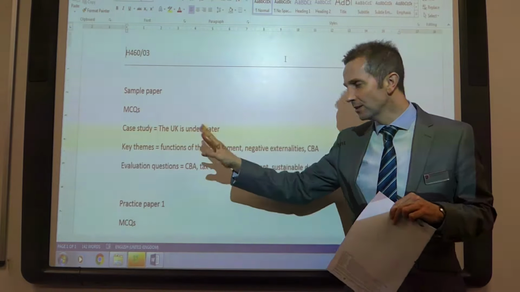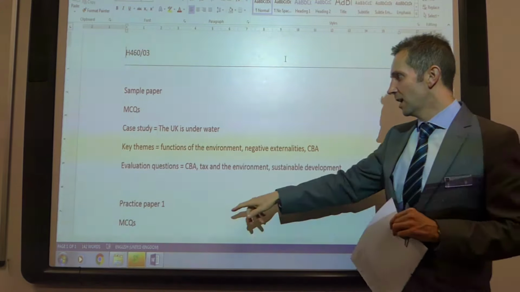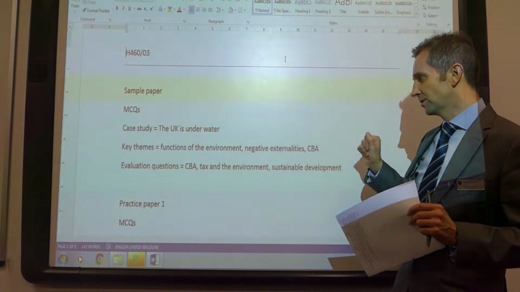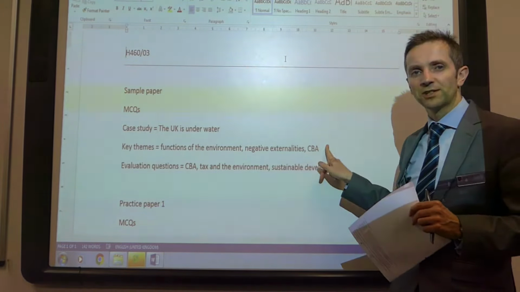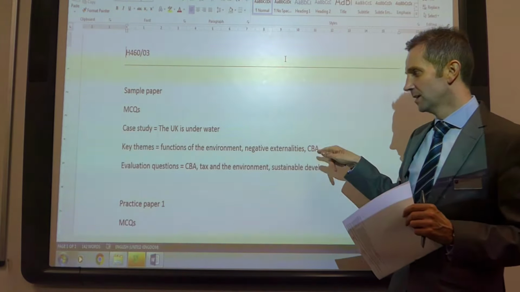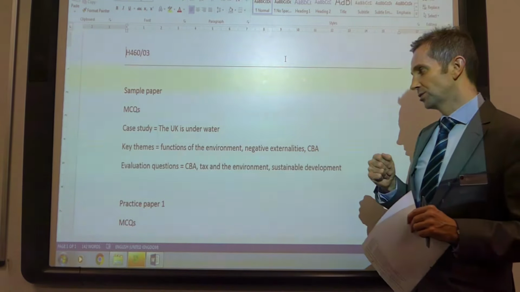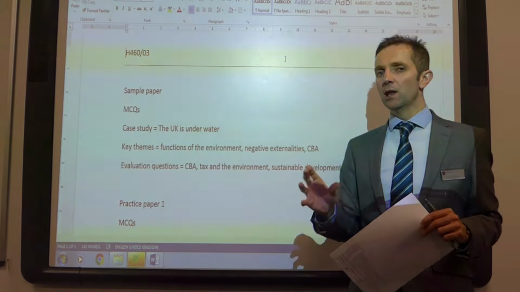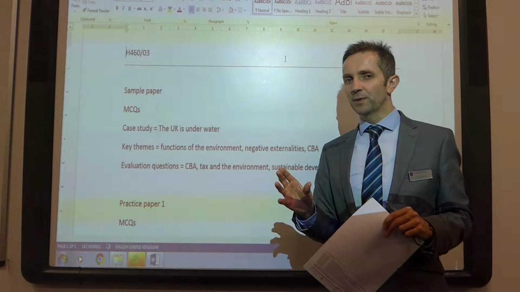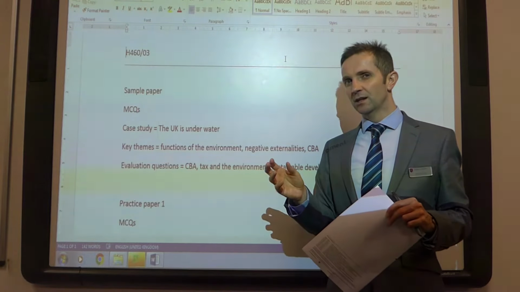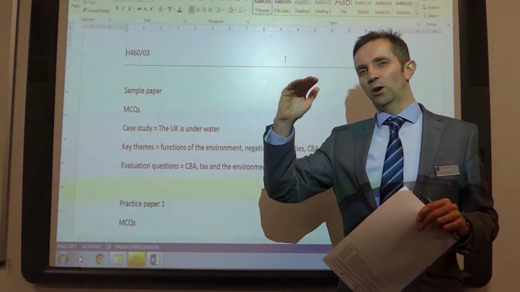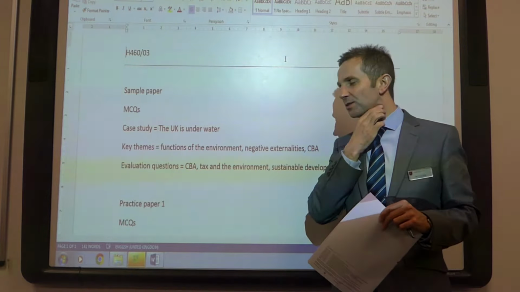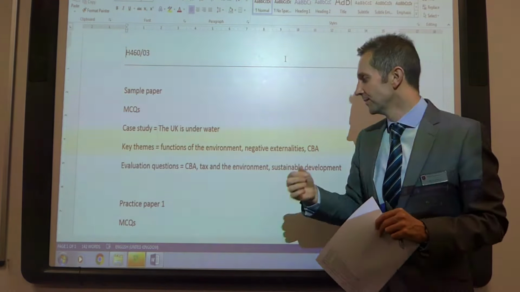It was an environmental case study, and consequently the key themes were environment, negative externalities, and cost-benefit analysis. And then the evaluation questions focused upon cost-benefit analysis. Lovely question that, if it does appear on your exam this session, the standard answer is always step 1, step 2, step 3. It's always fairly similar, so that's a very nice question to get.